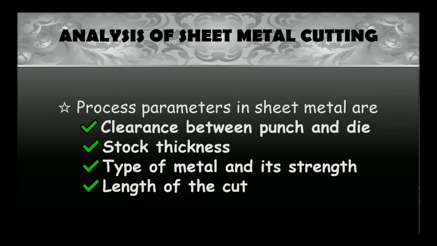Okay, we have here analysis of sheet metal cutting. So, the process parameters in sheet metal are: 1 is the clearance between punch and die, 2 is stock thickness, 3 is the type of metal and its strength, and 4 is the length of the cut.